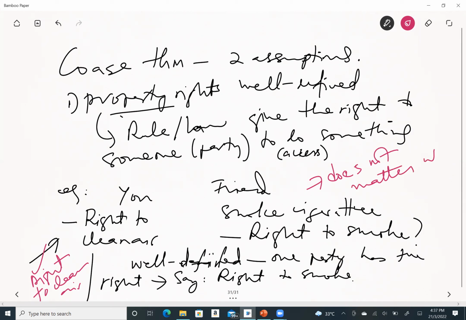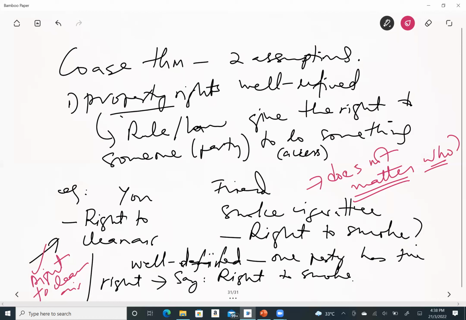Does not matter who, as long as there is a well-defined property right to one party. So it can be the right for the people to smoke, or it can be the right for people to have clean air. Which is which doesn't matter. It's up to the university to decide. But as far as this theorem is concerned, we don't care. It doesn't matter who. So that is what we mean by well-defined property right.